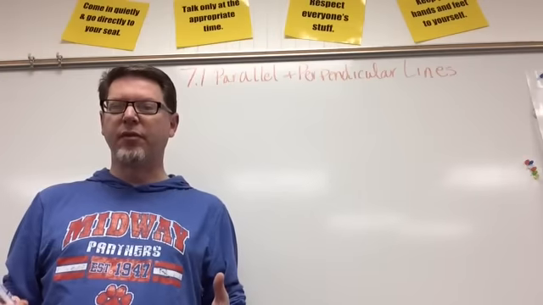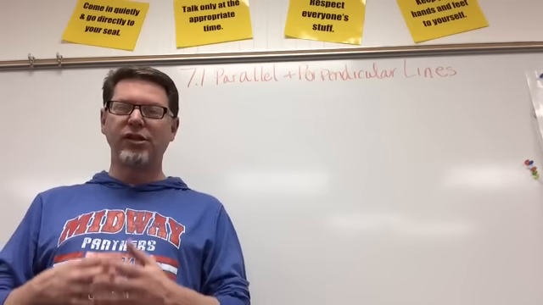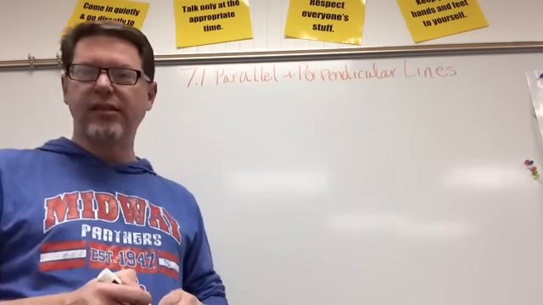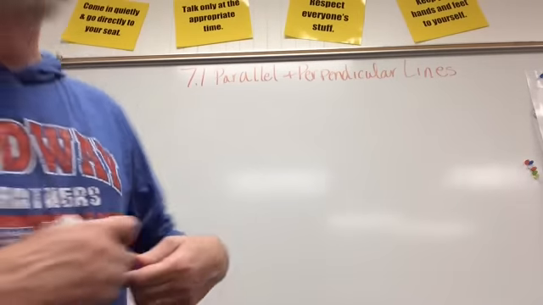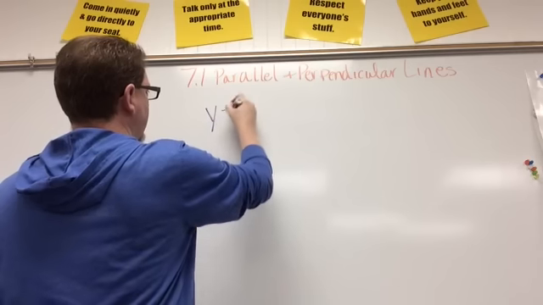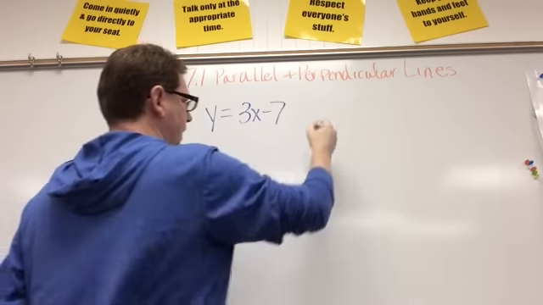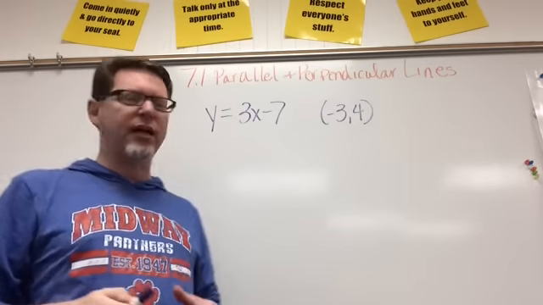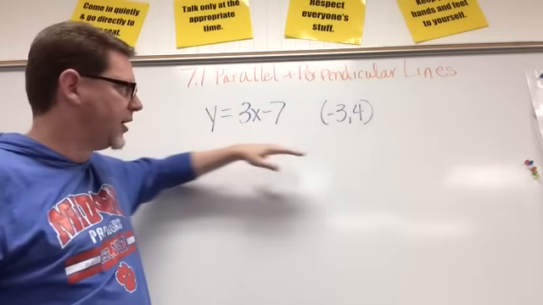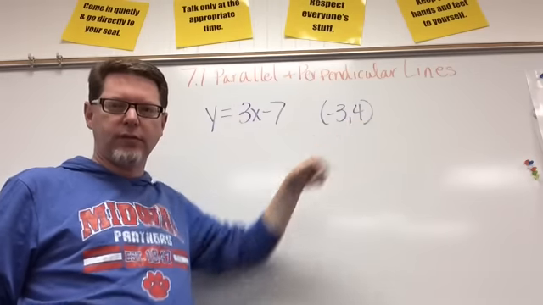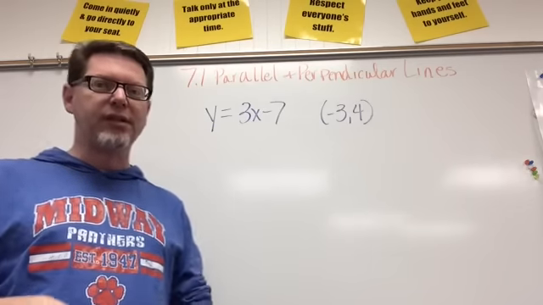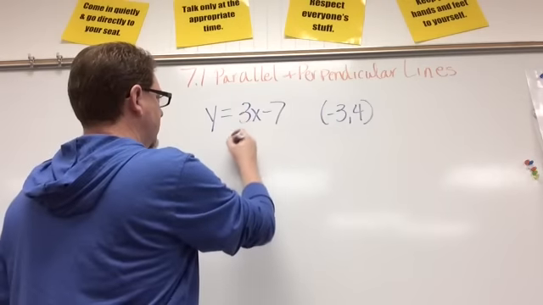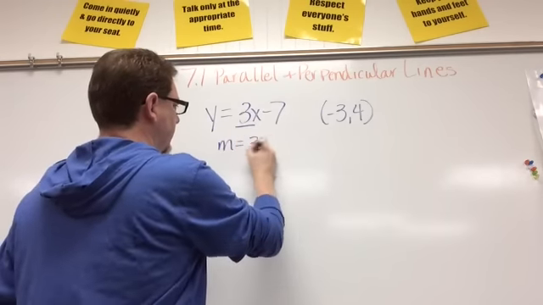So let's say we're given a problem that says to write the equation of a line that's parallel to something and passes through a point. So let's take this example to use. Let's say the equation is y equals 3x minus 7, and it passes through negative 3 comma 4. And what I need is an equation of a line that is parallel to this line, but passes through this point. Okay? Because it's parallel, we know their slopes are going to be the same, so the slope of my new line is going to be 3, because the slope of this line is 3. So I know m is going to be 3.